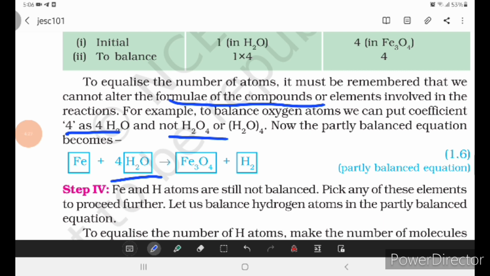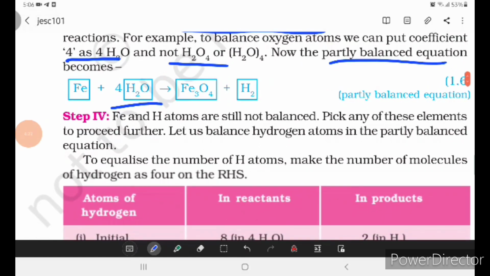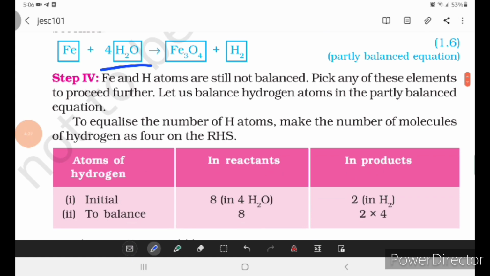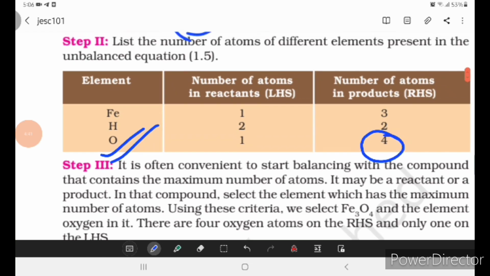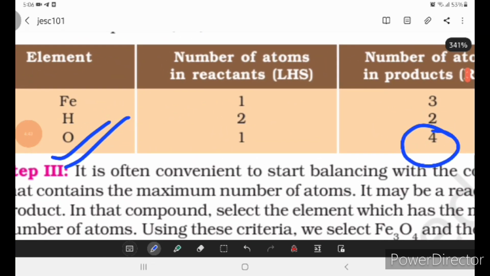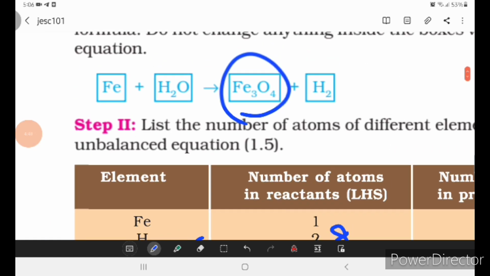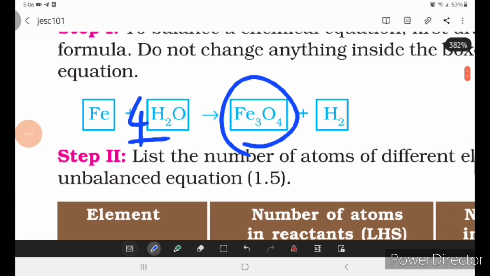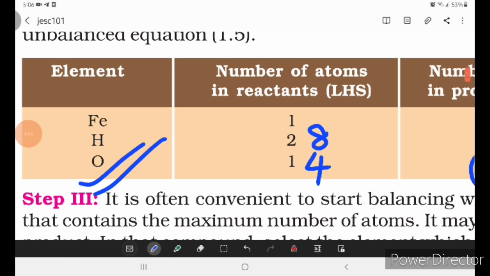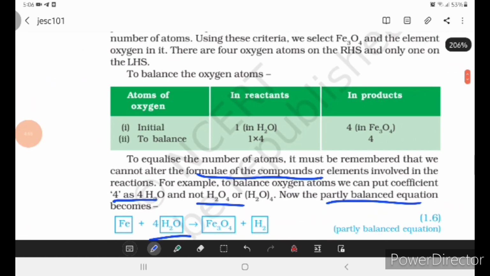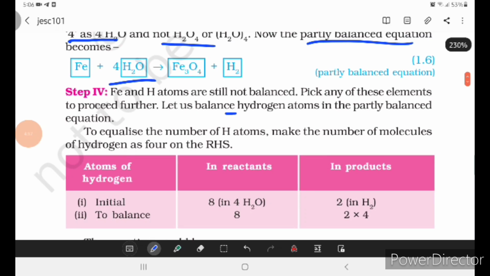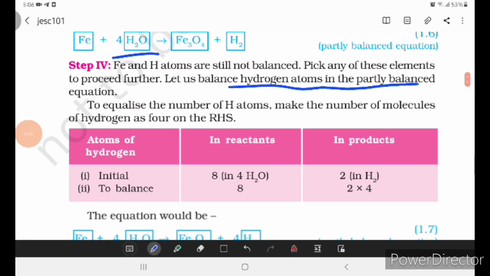Now this is a partially balanced equation. It's not fully balanced. The next step: Fe and H atoms are still not balanced. Once again, if you look at the table, oxygen becomes 4, and hydrogen becomes 8, because you have added 4 here. 4 times 2 gives rise to 8 hydrogens. So again something is not balanced, right? Now let's balance the hydrogen atoms in the partially balanced equation.